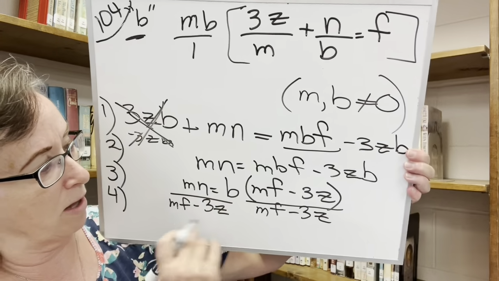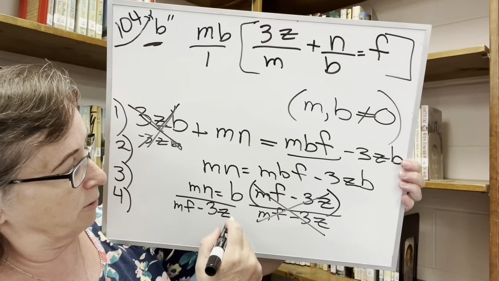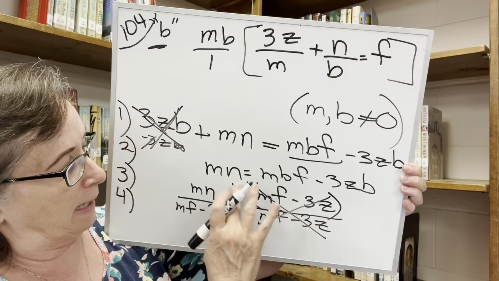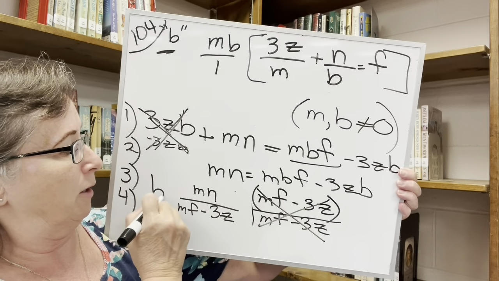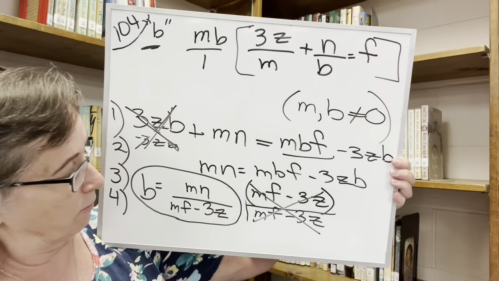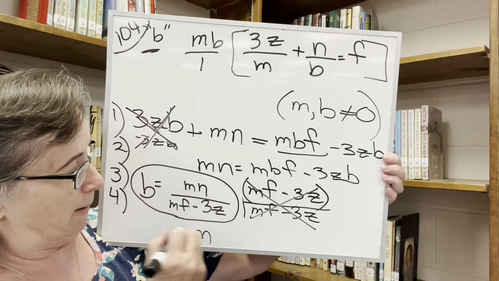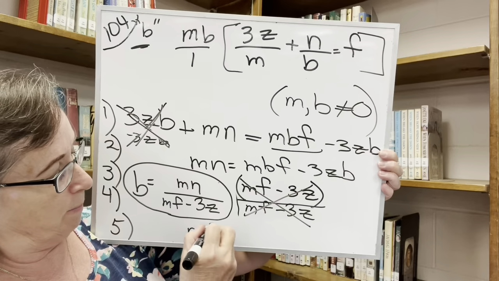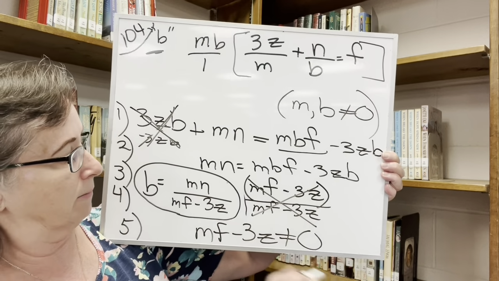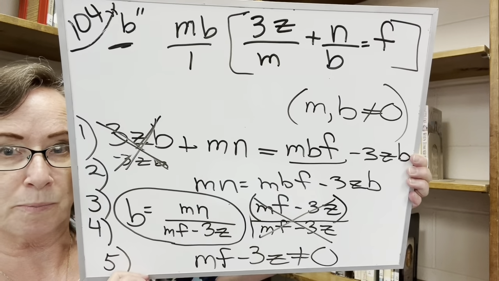Okay, so now this is all going to cancel, and I have B by itself on one side. Since this is all B, we'll just put B right here. B equals, because I don't want to have to write it again. And besides that, I'm running out of room. So since MF minus 3Z is in the denominator, step 5 is to write MF minus 3Z cannot be 0. And that is your answer to your first practice.